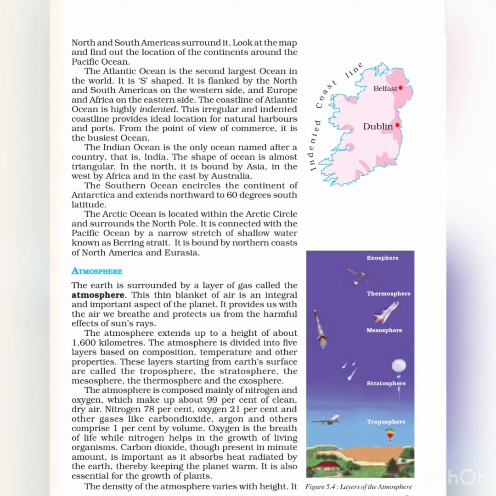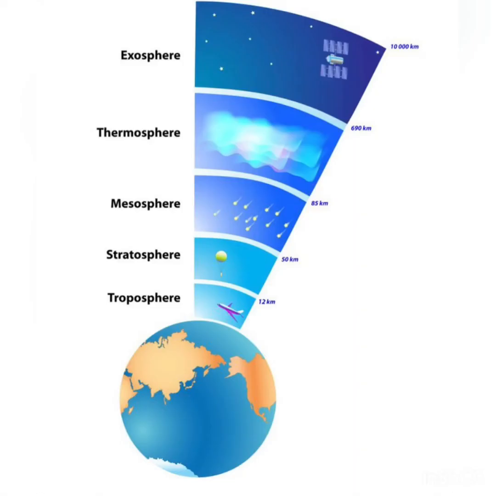The next domain, or next sphere of the earth, is atmosphere. So what is atmosphere? The earth is surrounded by a layer of gas called the atmosphere. Atmosphere provides us with the air we breathe and protects us from the harmful effects of sun rays. Children, the atmosphere extends up to the height of about 1600 kilometers. The atmosphere is divided into 5 layers based on composition, temperature, and other properties. These layers, starting from the Earth's surface, are called troposphere, stratosphere, mesosphere, thermosphere, and exosphere.